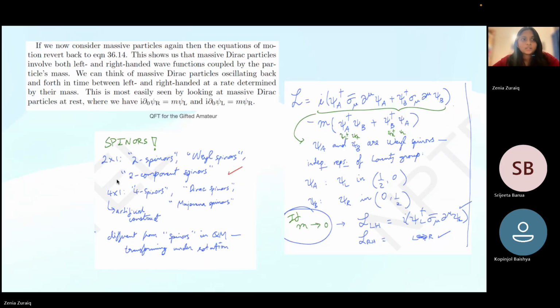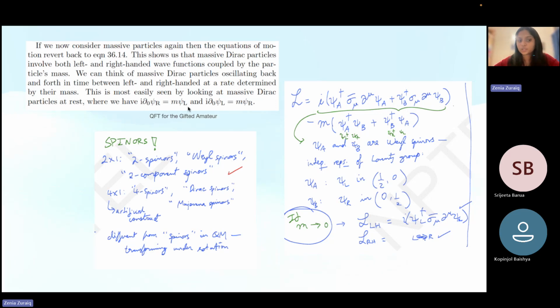Okay. So if we now consider massive particles, then the equations of motion revert back to 36.14. This shows us that massive Dirac particles involve both left and right-handed wave functions coupled by the particle's mass. So this is what I was saying. We can think of massive Dirac particles oscillating back and forth in time between left and right-handed at a rate determined by their mass. This is most easily seen by looking at massive Dirac particles at rest, where we have this kind of expression.